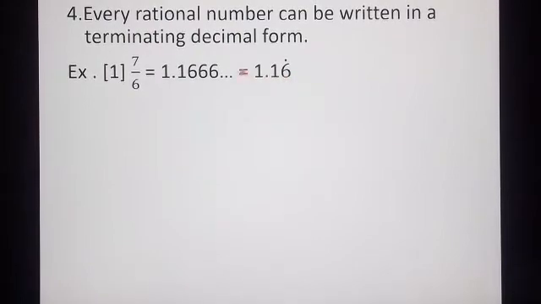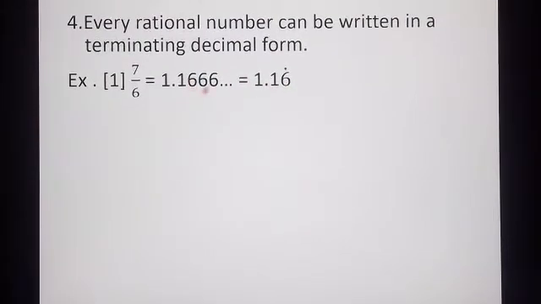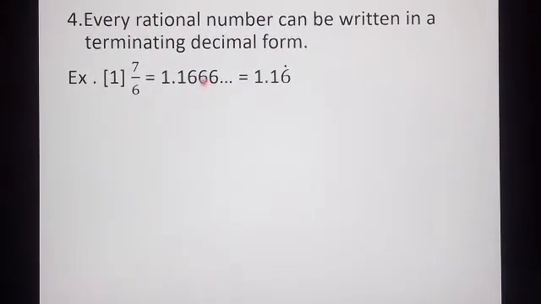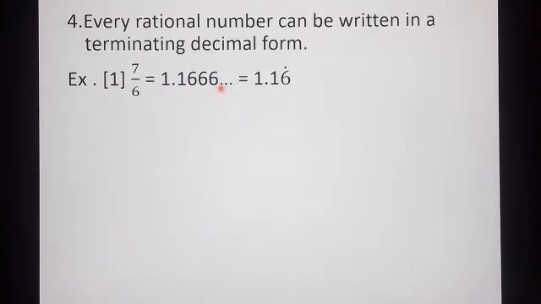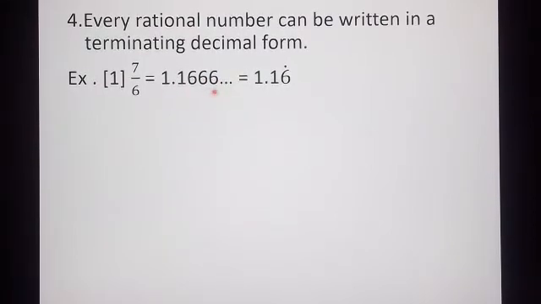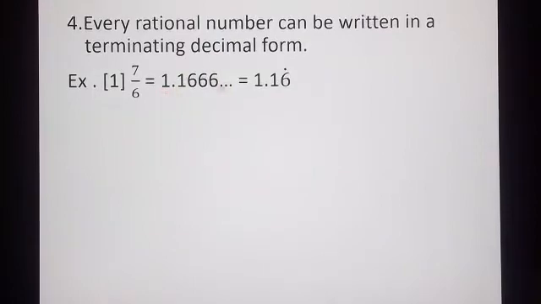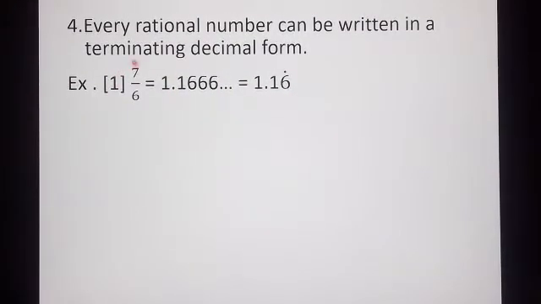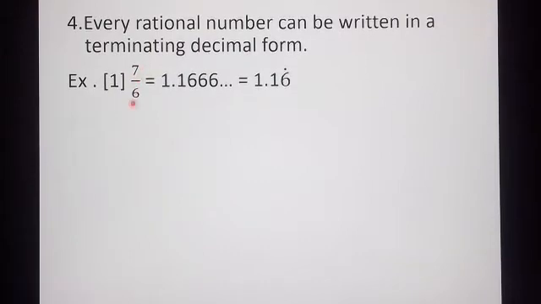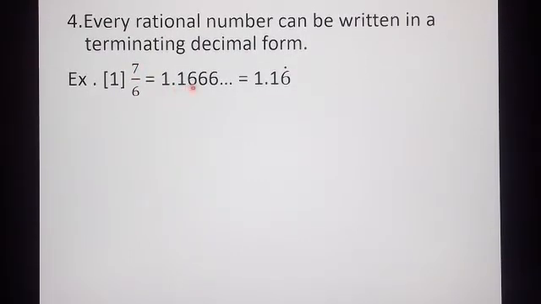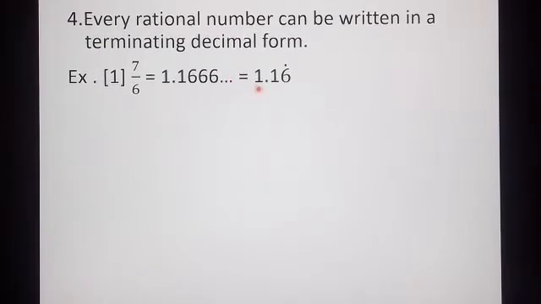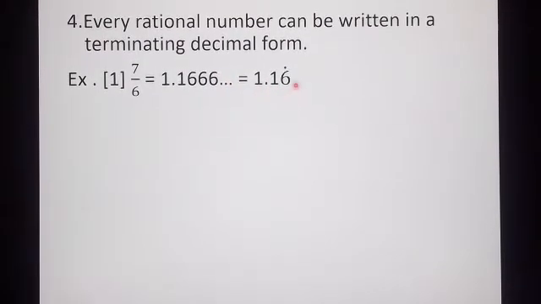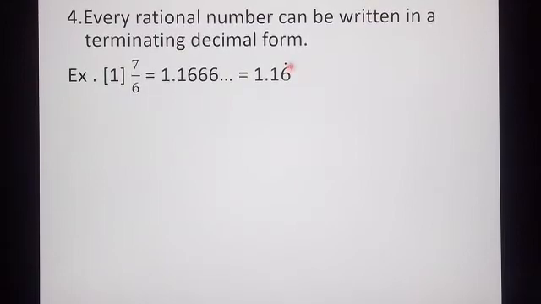Non-terminating recurring form means if any number is repeatedly coming in that answer, then we write that decimal form in this recurring form. Okay. So, what does this example say? If you divide 7 by 6, you will get 1.16666, where 6 is repeatedly coming. So, what will we write? 1.16, this dot means recurring. So, recurring 6, we will say.